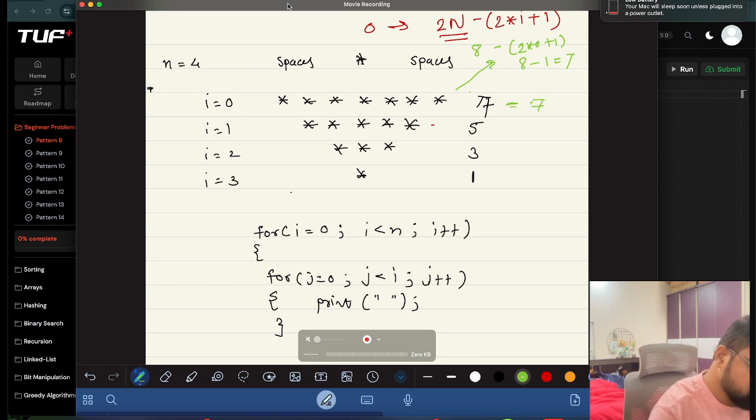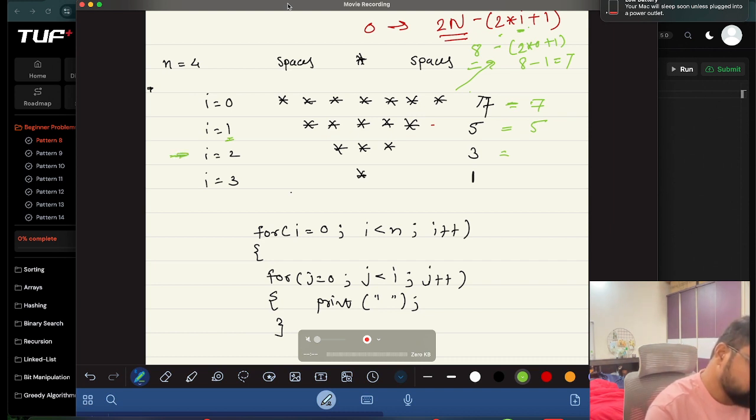Then let's come to the second row. For the second row, 2n is 8, that is compulsory. Then 2 into i, where i is 1, so that means 2. 2 plus 1 is 3. 8 minus 3 comes to be 5. This is also correct.